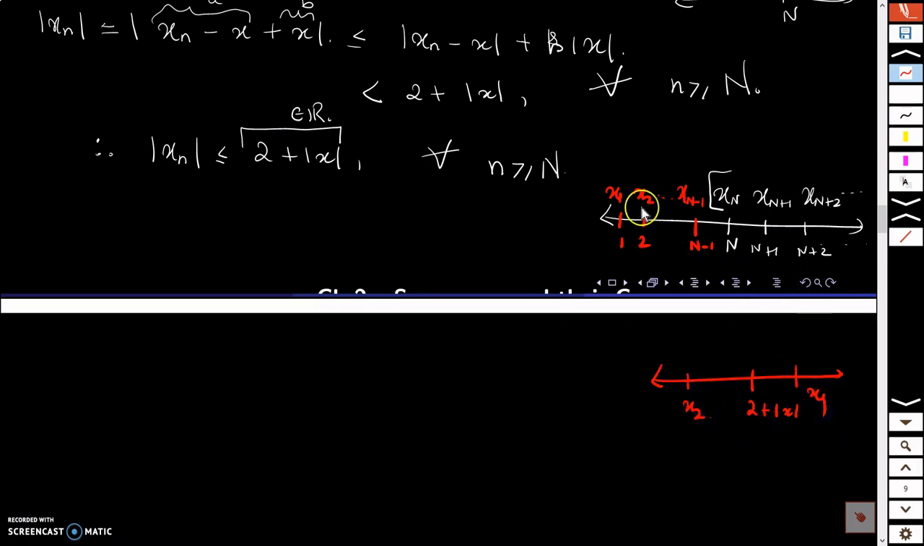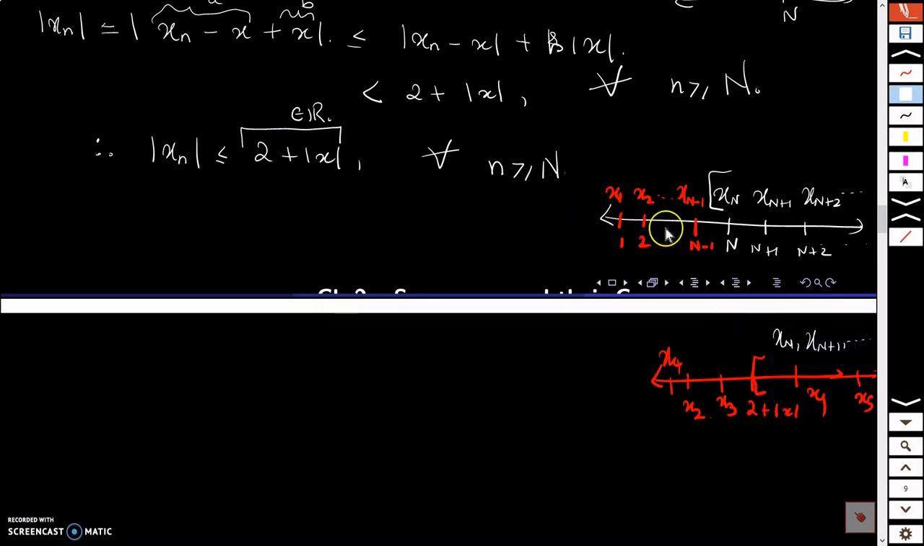x2 is here. Now don't follow this order here. These are terms I've just written corresponding to these natural numbers, so this might not be the order of the terms of the sequence. The terms of the sequence could be anywhere. So x5 could be here, x3 could be here, x4 could be here, but after x capital N, all of them are this side, right? So x capital N, x capital N plus 1, all of these are this side.